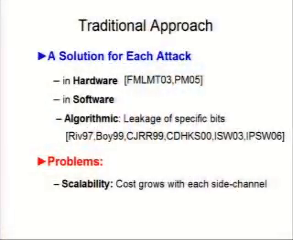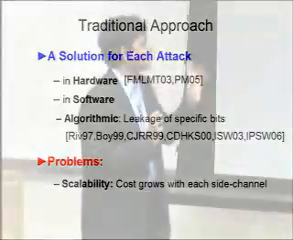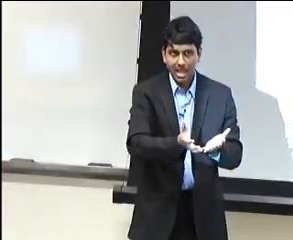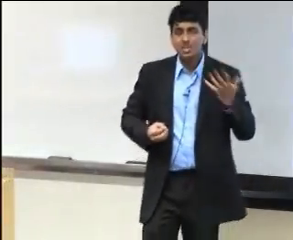So this general approach of solving side channels has two problems. One is the scalability of this kind of solution. Every time you want to protect against a new side channel attack, you have to incur the cost of building in a new type of countermeasure. In other words, the cost of your solution grows as the number of side channels that you want to protect against.